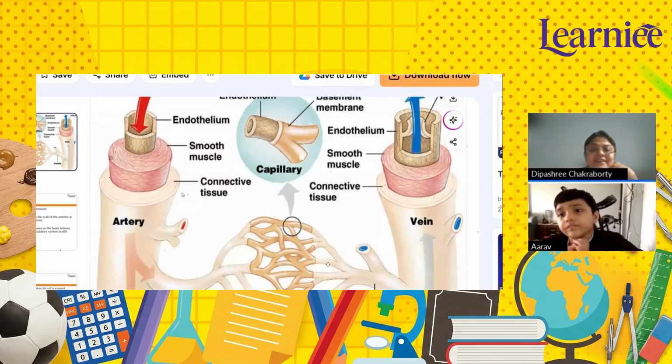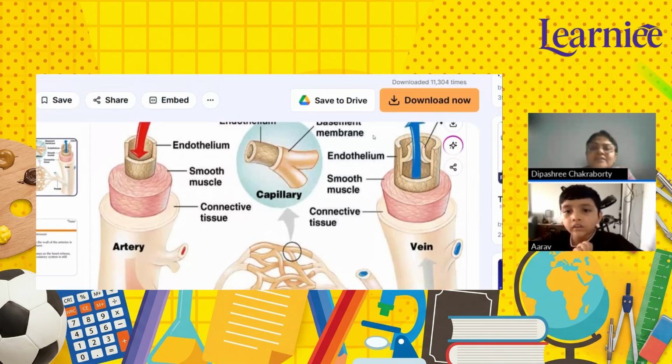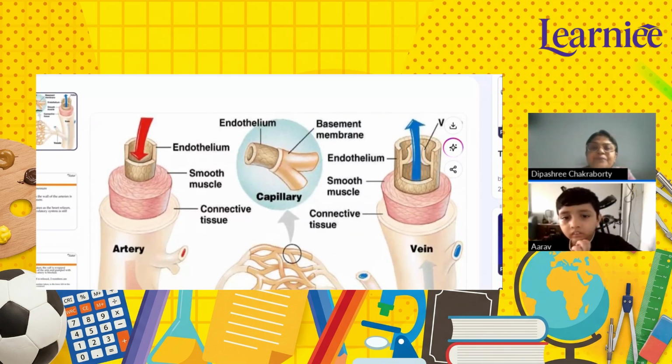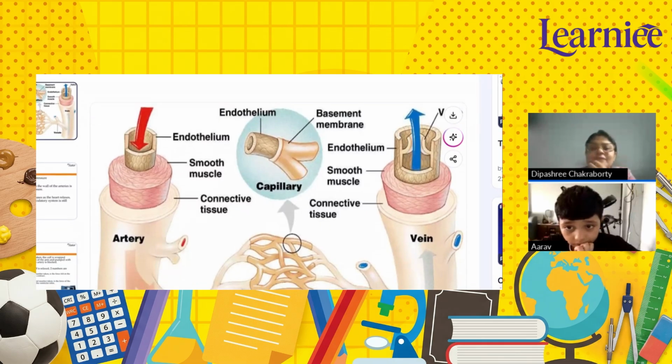Here, these are the connective tissue you have heard now. Connective tissue is present in both arteries and veins. Yes. Smooth muscle here also, smooth muscle there also. Okay. Endothelium, this is the upper part. This is also there. All right.